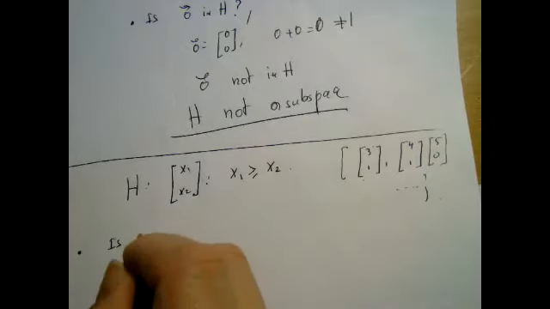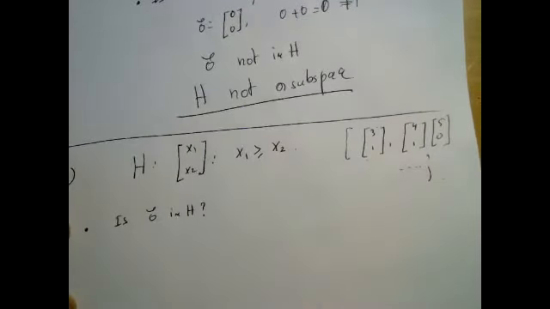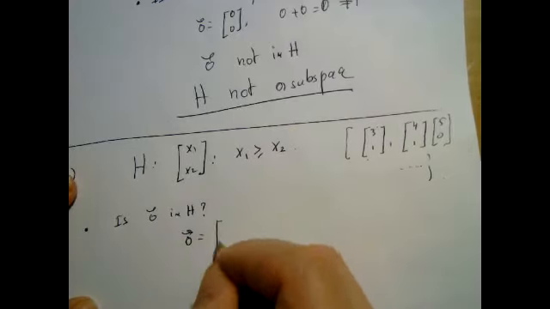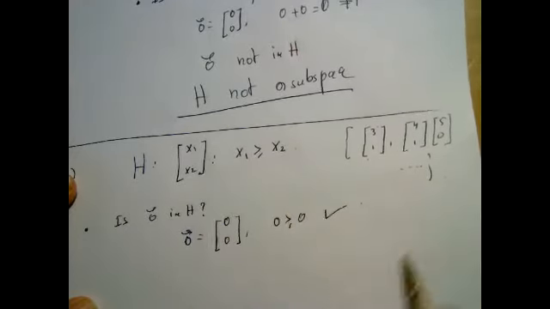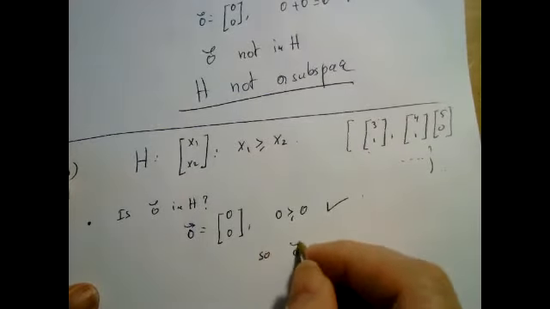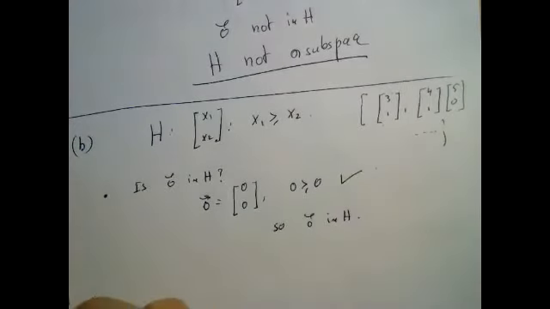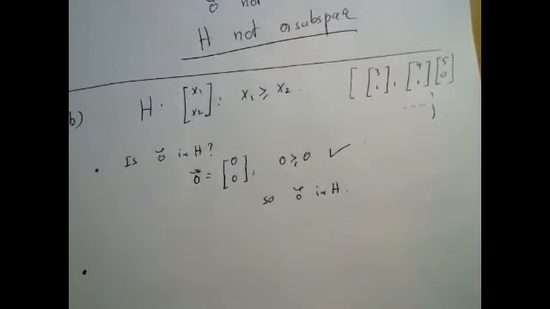Is 0 in H? Yes, no, quick. I want answers on chat. Yes, because what's 0? It is the vector (0, 0), which of course is satisfied. So 0 is in H. Now, this doesn't tell me much. Now, is it closed under addition and scalar multiplication? Usually, I like to start with scalar because it's easy to check. And if it fails, I'm done. If it doesn't, I move on.